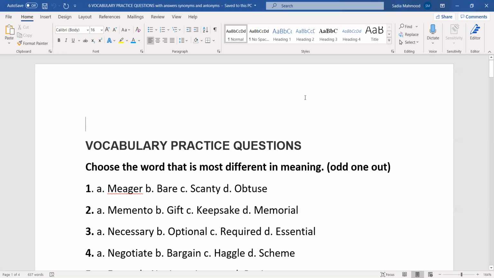Hello students, this is a vocabulary test based on the odd one out. That means certain words are given in a question. There is one word that does not match in meaning. So we need to pick that word as the most appropriate answer.